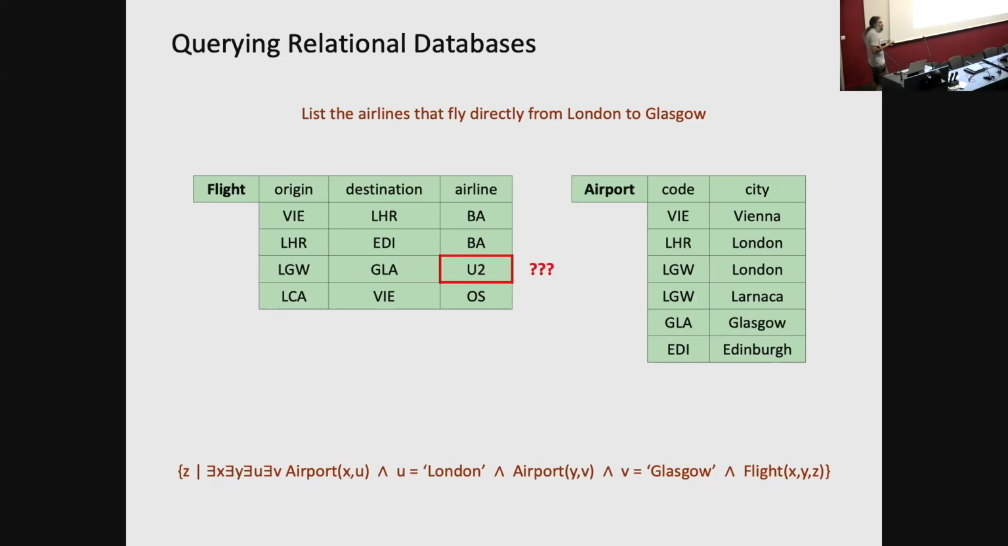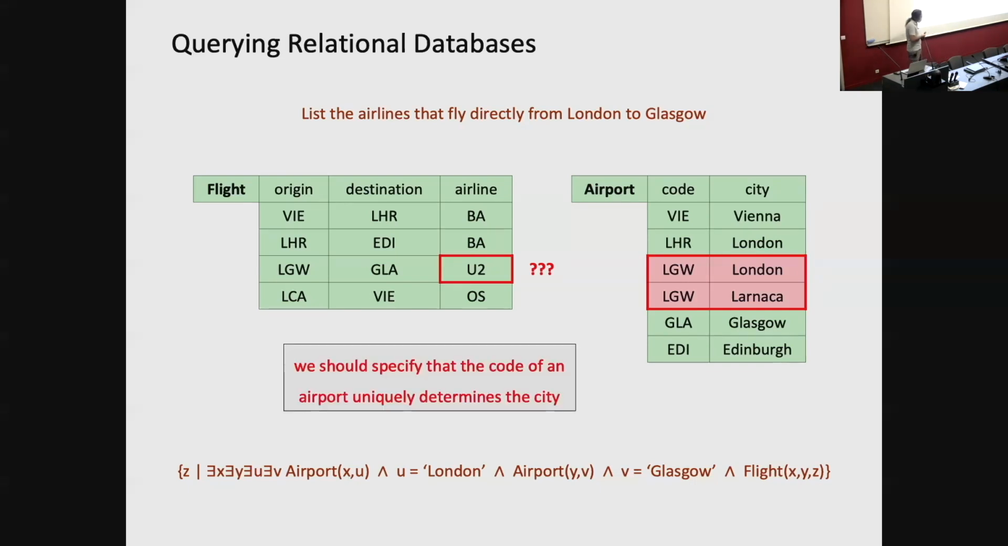One may say, no, you should not trust this answer. We are not entirely sure that U2 is indeed the answer to our query, and the reason is precisely what we just heard. So here we need a way to specify that the code of an airport uniquely determines the city. We need to specify this semantic property and accept only databases that satisfy it as valid databases, and then pose queries on such valid databases.